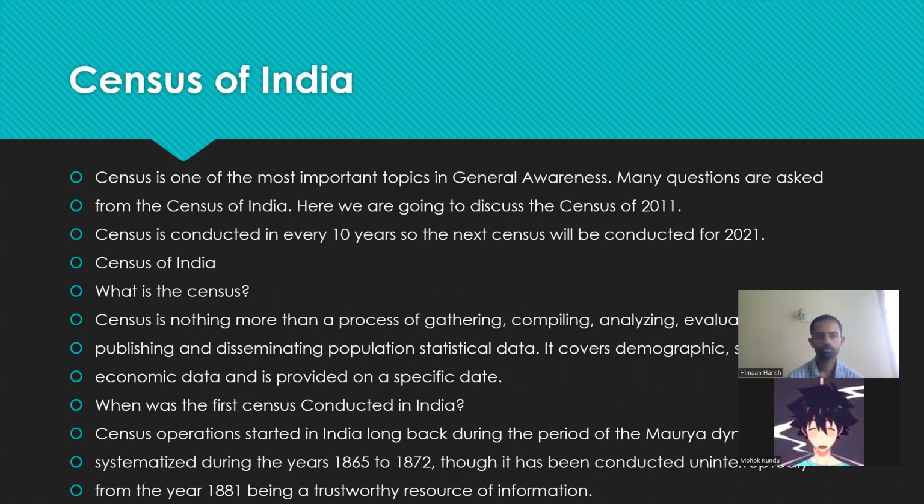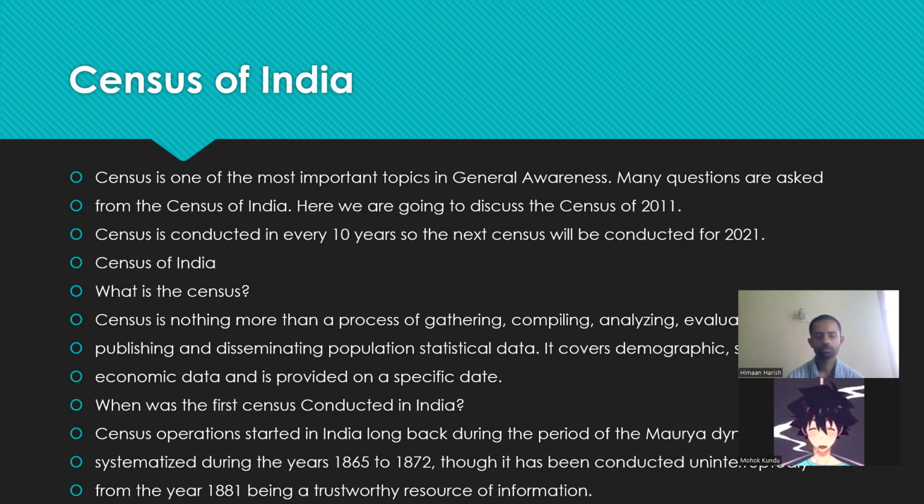So, the Census of India falls under methods of data collection. Can we term it as primary or secondary data? Primary.